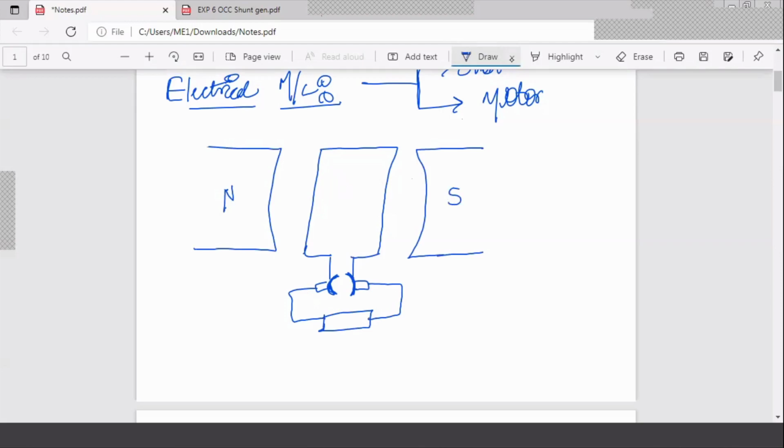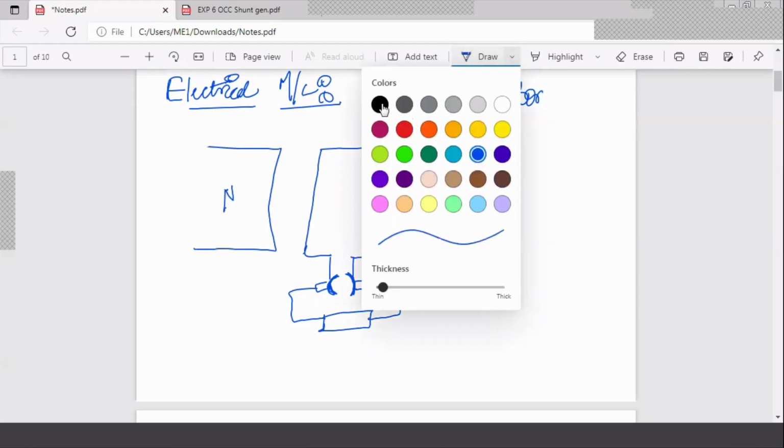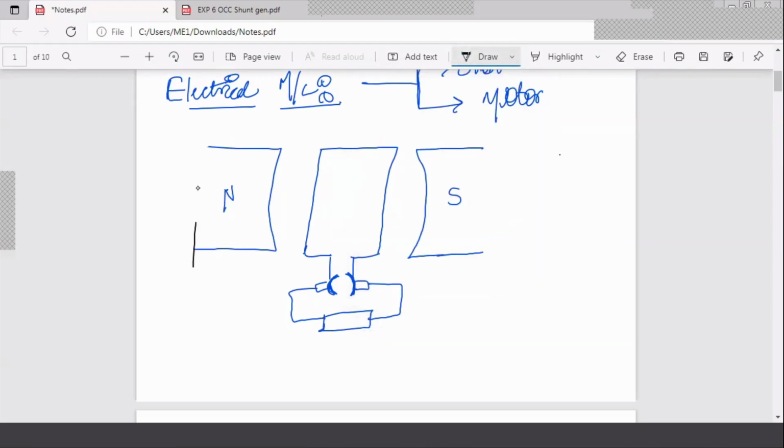And how are these poles formed? Can anyone tell? How are the poles formed here? We have windings on this magnetic material, which are wound on this magnetic material. As a result, a magnetic field is generated.